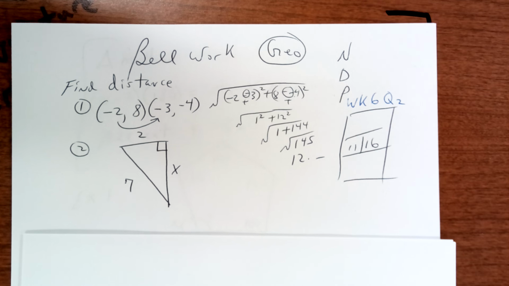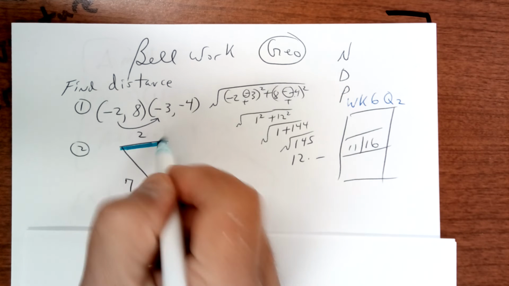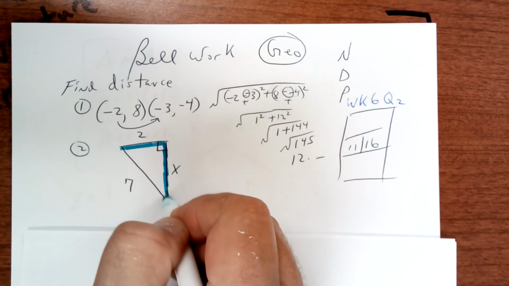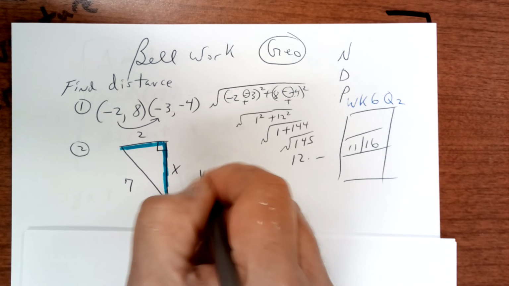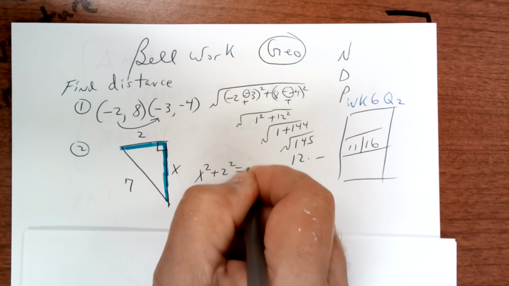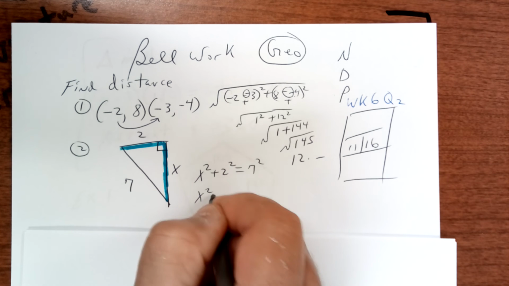This one right here is Pythagorean's theorem. Make sure you color the side or you will not get credit. So the L is what I want you to color. And the L represents the legs. And these go together. So it's going to be x squared plus 2 squared is equal to 7 squared. X squared plus 4 is equal to 49.